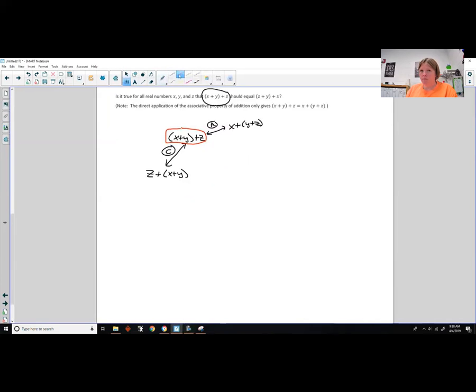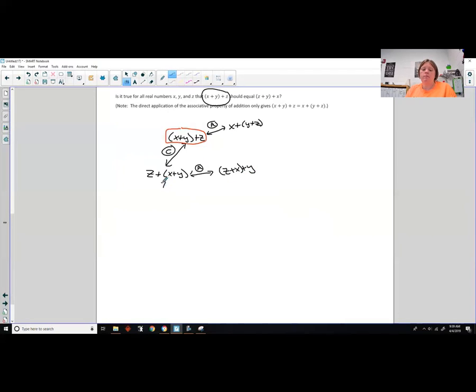Okay, so now I'm going to continue doing this, and I'm going to work with this z plus x plus y, and I'm going to do the associative property of that. So what does the associative property do to that? It changes to where the parentheses are. So this would be z plus x in parentheses plus y. So the 3 letters are in the same order, but the parentheses moved. And that's the associative property.